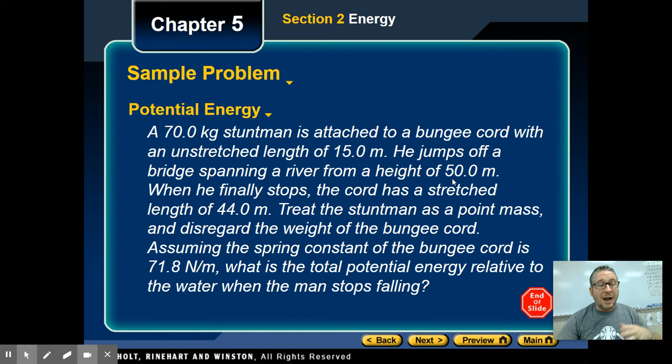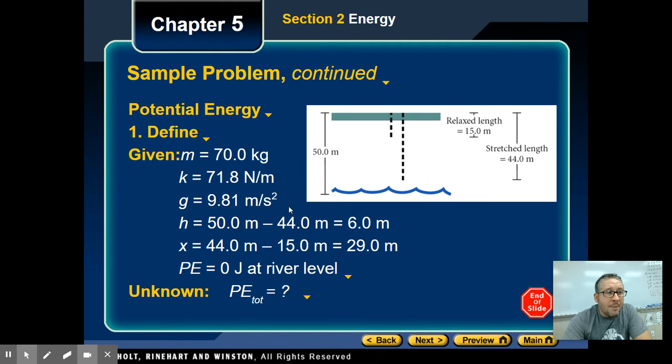And so we have to document what distances, what lengths we have, everything that we have, just so we can make sense of it, because there's so much going on here. Okay, so we know the mass. Again, the mass is the mass of the stuntman, 70 kilograms. The spring constant, the k, 71.8 newtons per meter.